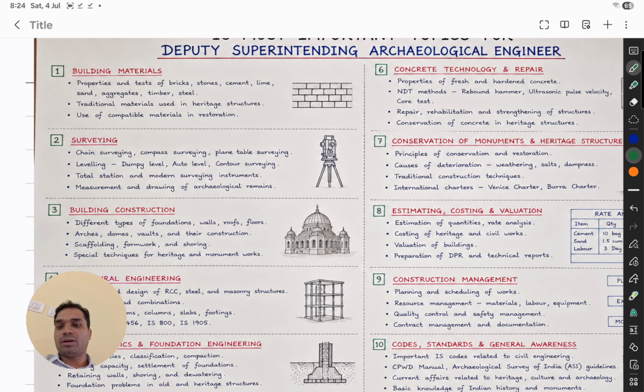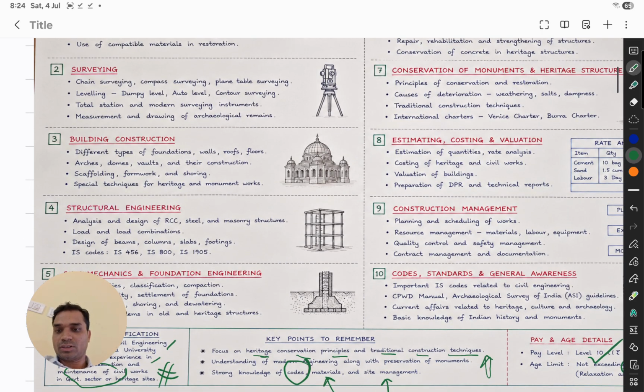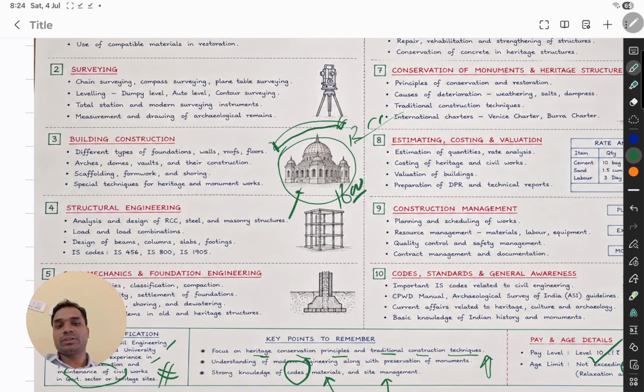In survey, how the dumpy level is used, what the water level is, measurement, architectural area. So these are the things you need to know. Then building construction: different types of foundation, wall. Then in arts, whether you go for traditional RCC. If it was constructed in the year 1800, definitely they were not using RCC; they had some kind of ancient technology.